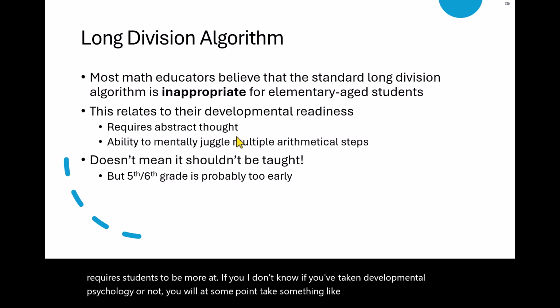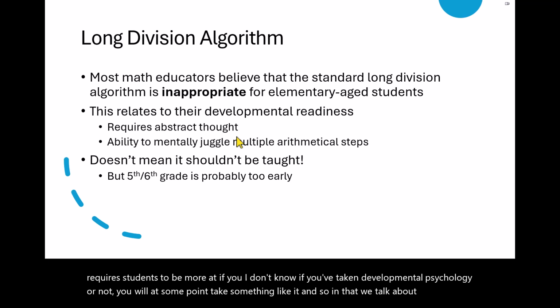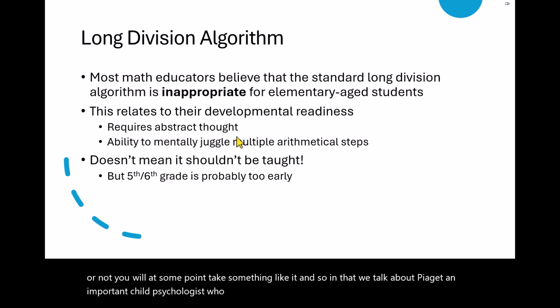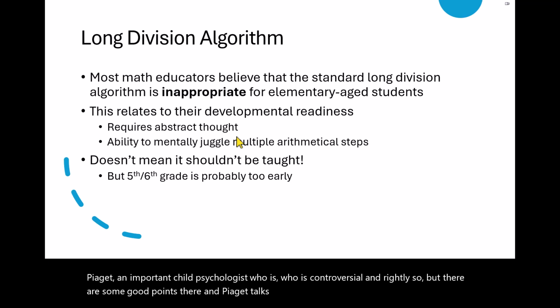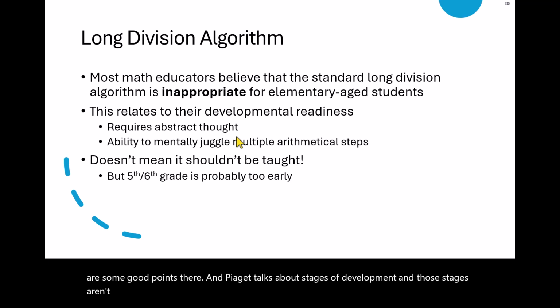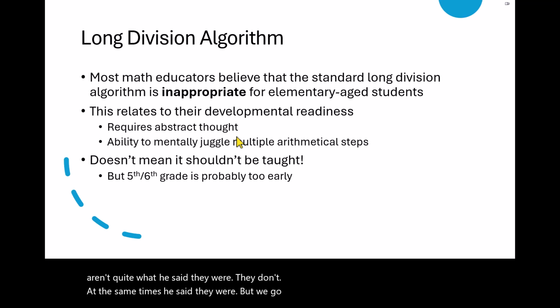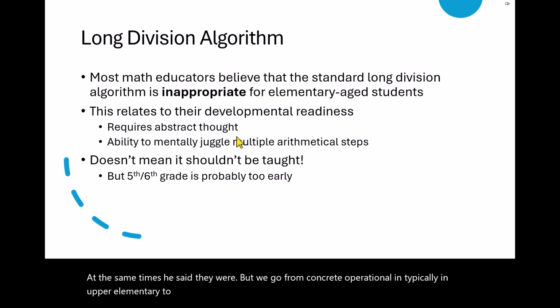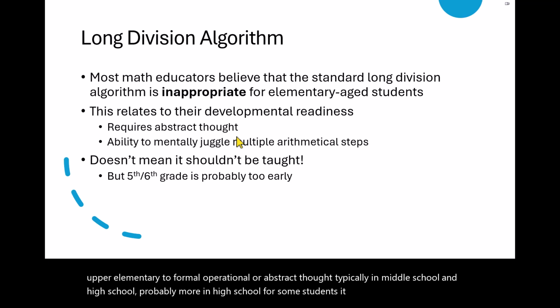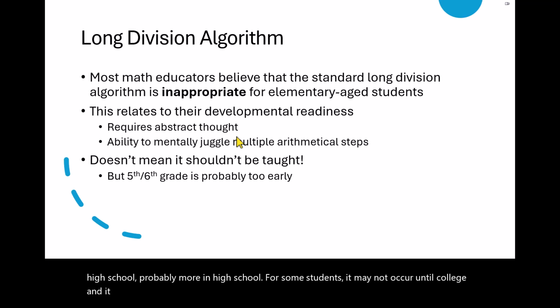And in that we talk about Piaget, an important child psychologist who is controversial and rightly so, but there are some good points there. Piaget talks about stages of development, and those stages aren't quite what he said they were. They don't occur quite at the times he said they did. But we go from concrete operational, typically in upper elementary, to formal operational or abstract thought, typically in middle school and high school, probably more in high school. For some students, it may not occur until college. And it varies from subject to subject and other things.